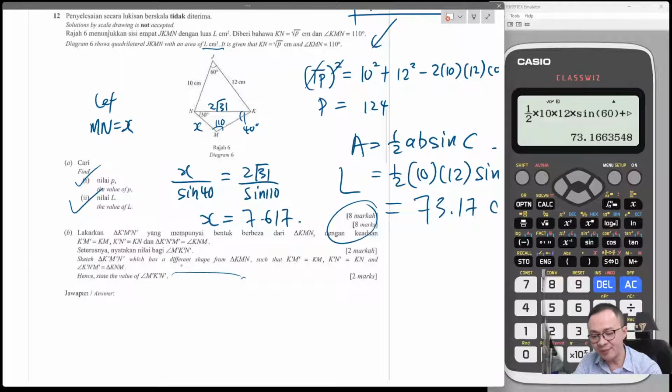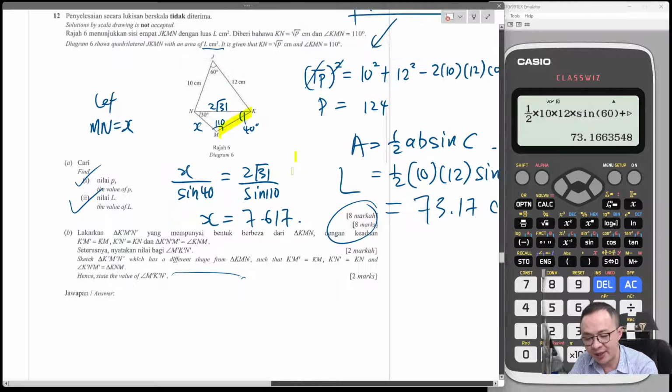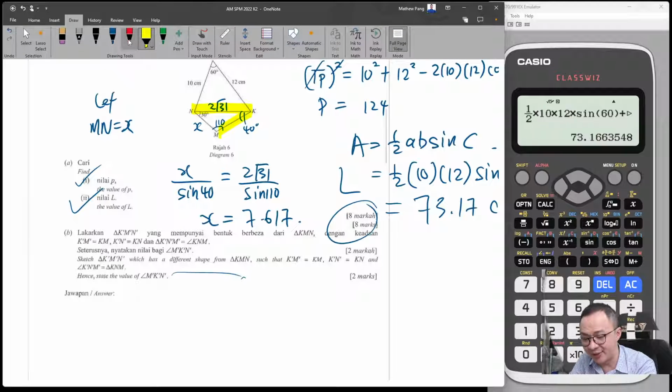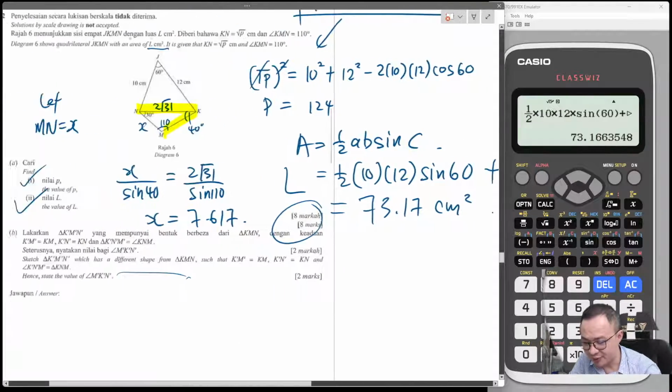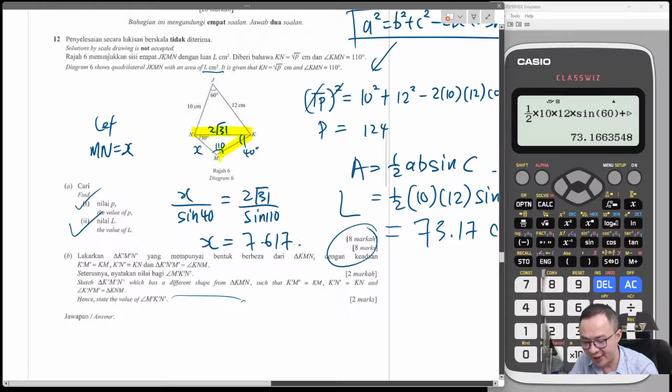So KM must remain the same length. Same length, so KN must remain the same also. K to N must remain the same length also. And then one of the angles must remain the same also, which is KNM. Yeah, this 30 degree must remain the same.